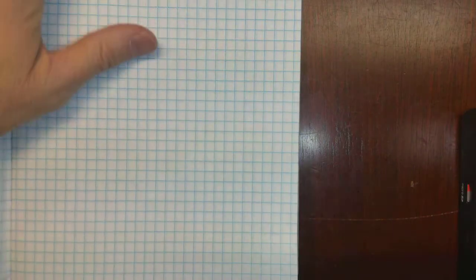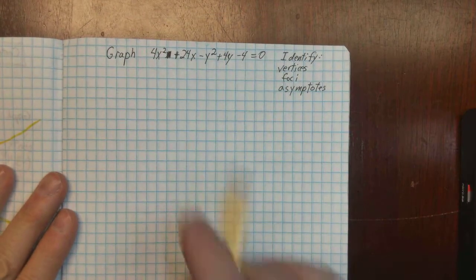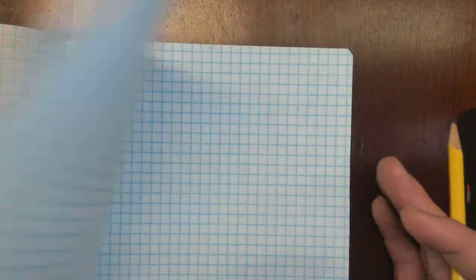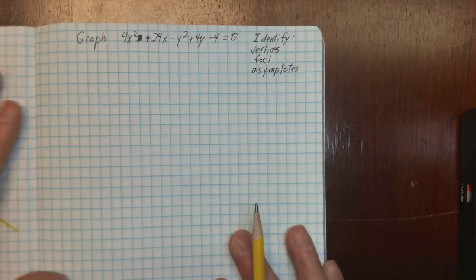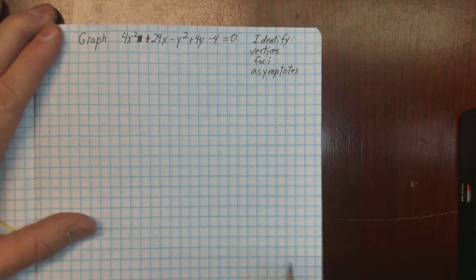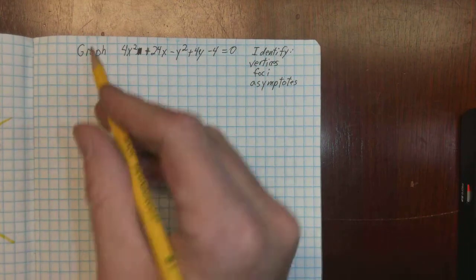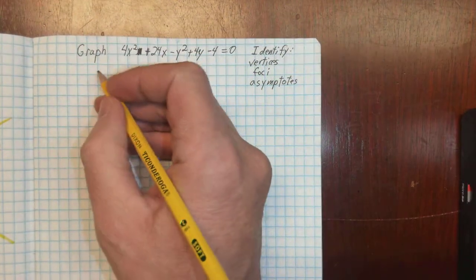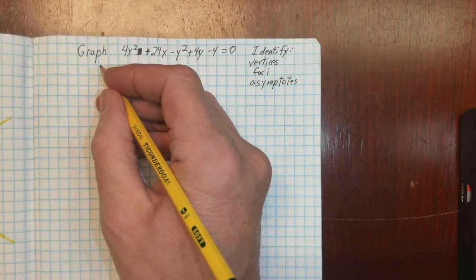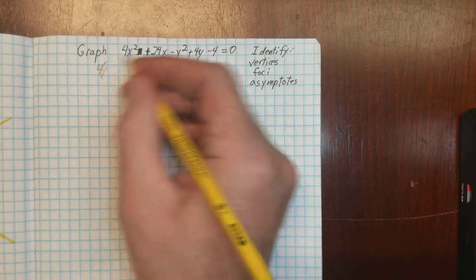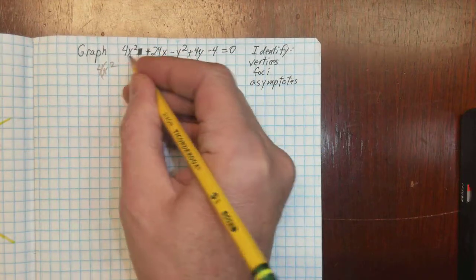Another example here. I'm going to change out pencils because this one's getting a little dull. We are going to try to graph this one and identify everything. Okay, this will be my last example. All right, we have to complete the square in order to do this properly. So I'm going to factor out the 4 from the x terms.